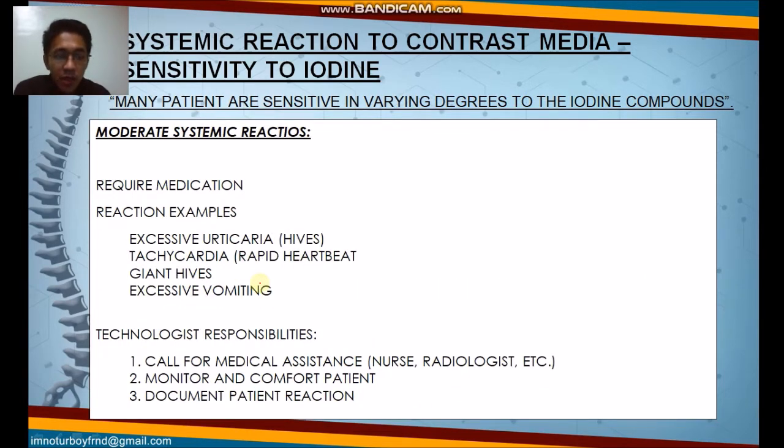Next, we have the moderate systemic reactions. Moderate systemic reactions would require medication. Reaction examples are excessive urticaria or hives, tachycardia or rapid heartbeat, giant hives compared to a mild reaction, and excessive vomiting. Because of these reactions, this is your responsibility: you have to call for medical assistance.